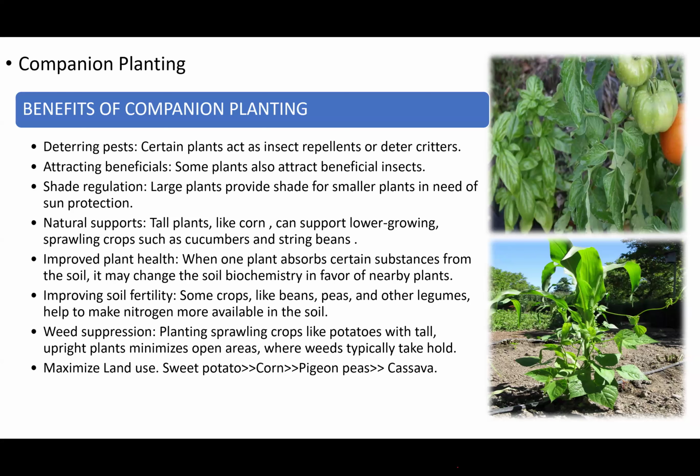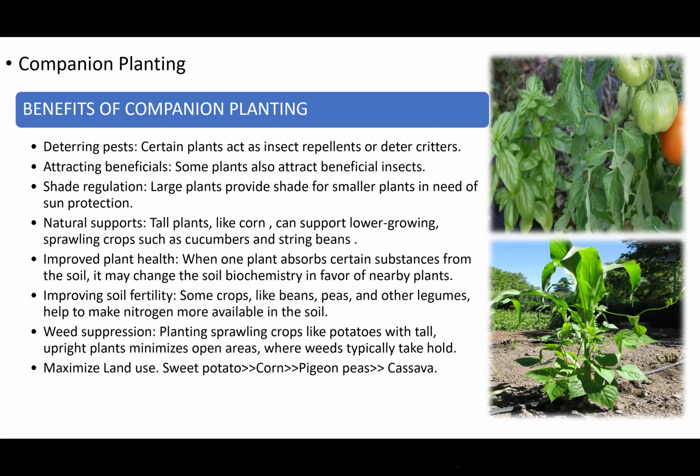The larger plants provide shade for the smaller plants. Then you have natural support, so like when you plant corn and beans together, the beans would run up on the corn, or the butternut squash will run up on the corn, and you have the three sisters, which is butternut squash, beans, and corn. It also improves plant health and even improves soil health, because the nitrogen fixing bacteria would add back nitrogen to the soil, right?